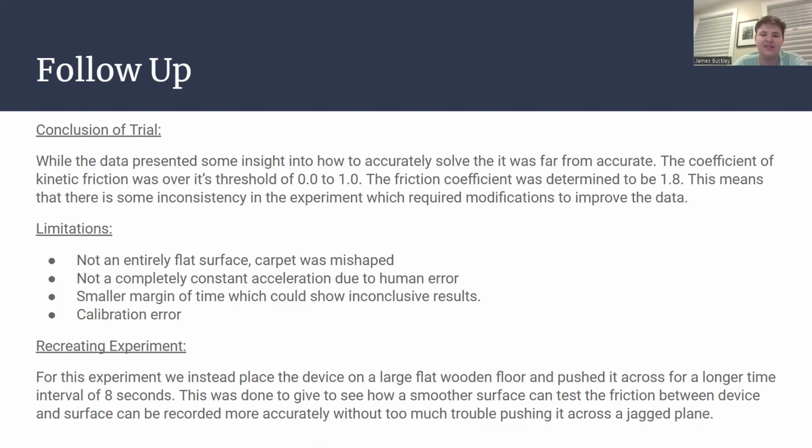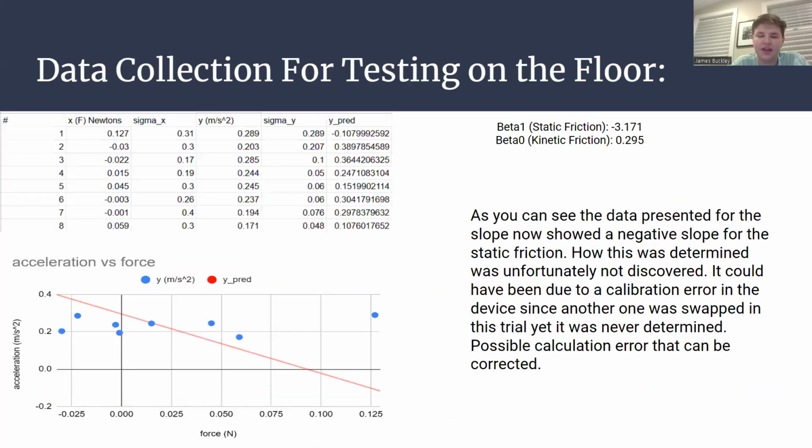For this experiment, we placed the device on a large wooden floor and pushed it across for a longer time interval of 8 seconds. This was done to see how a smoother surface can test the friction between the device and the surface and can be recorded more accurately, without too much trouble pushing it across a jagged plane.